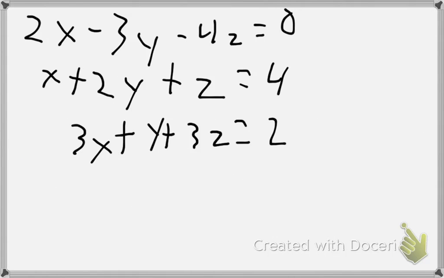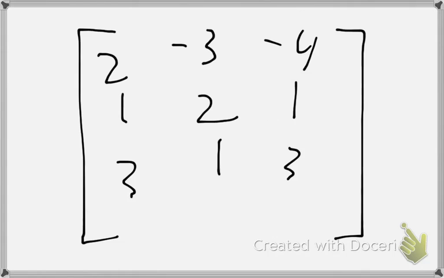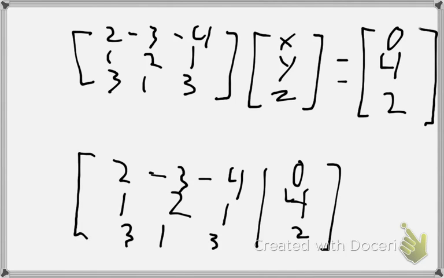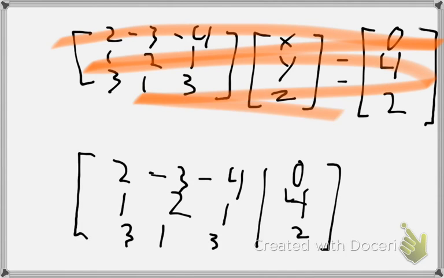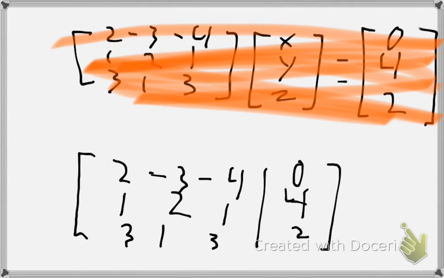For example, 2x minus 3y minus 4z equals 0, x plus 2y plus z equals 4, 3x plus y plus 3z equals 2. That's the example I'm going to show you. First you have to change it into a matrix like this, and this is the main equation right here. And then you change it into an augmented matrix right here.